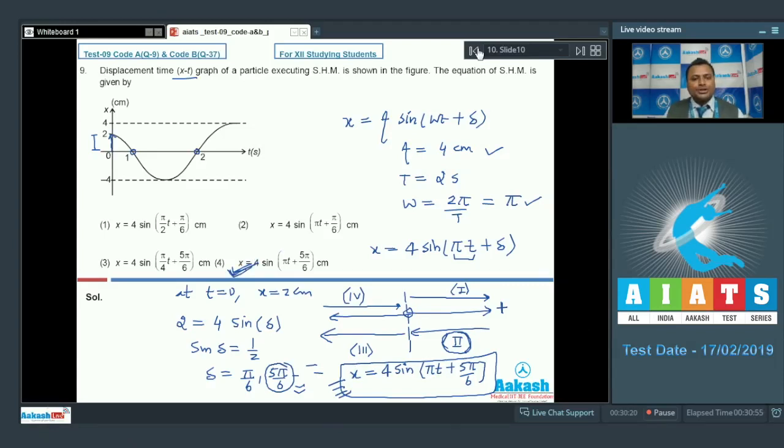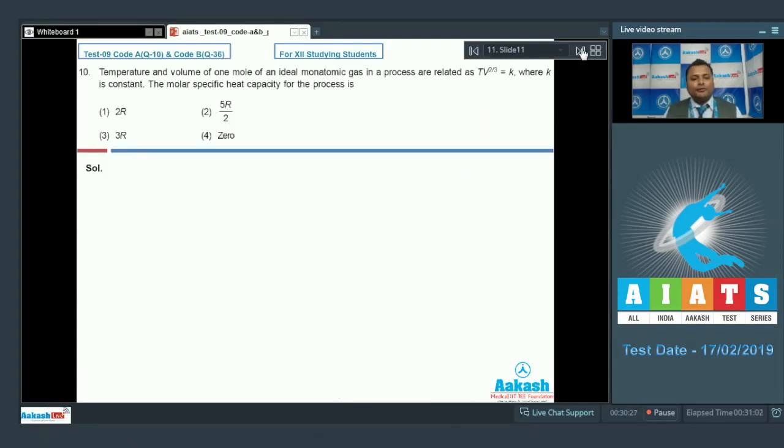Now let us proceed to the next question, that is question number 10. Temperature and volume of 1 mole of an ideal monoatomic gas in a process are related as T V to the power 2 by 3 equals constant K, where K is a constant given in the question. The molar specific heat capacity for the process will be what? This means we have to calculate the molar specific heat capacity, capital C.